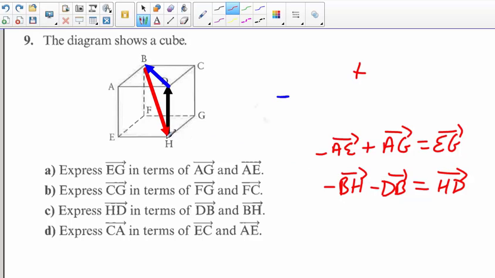Okay, so again, I want to go from H to B, which is the opposite of BH. I want to go from B to D, which is the opposite of DB, and the result is that I do the same as if I'd gone straight up from H to D.